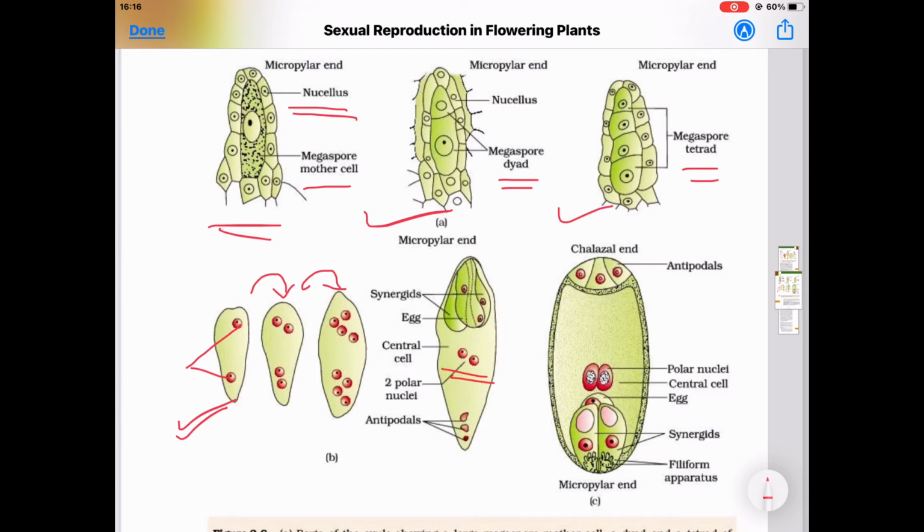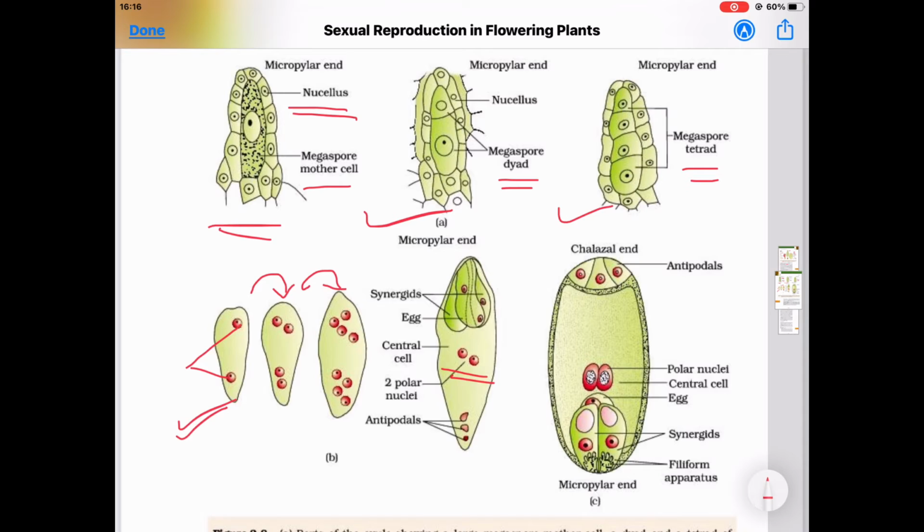3 nuclei towards one pole, that towards the micropylar end, and 3 nuclei will move towards the chalazal end. Then wall formation will occur. So now 3 cells are towards the micropylar end, 3 towards the chalazal end.